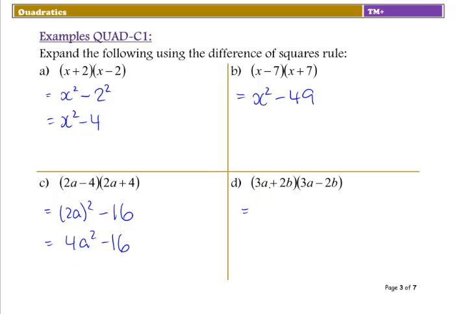Next, 3a plus 2b, 3a minus 2b, exactly the same brackets except for the plus and minus. So my first term, all squared, minus my second term, all squared. So 3 squared is 9, so I've got 9a squared, minus 2 squared is 4b squared.